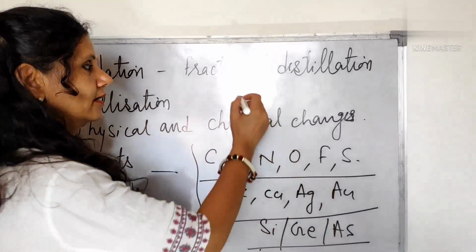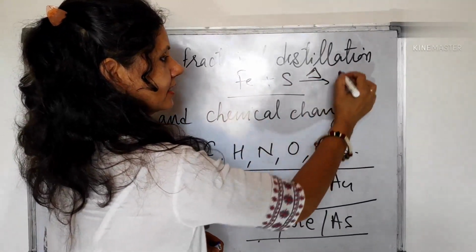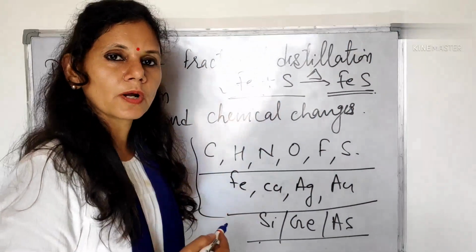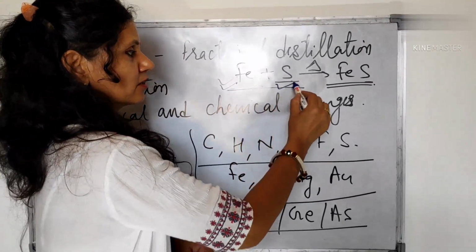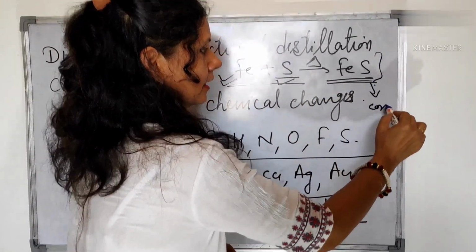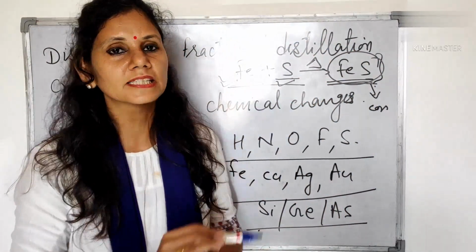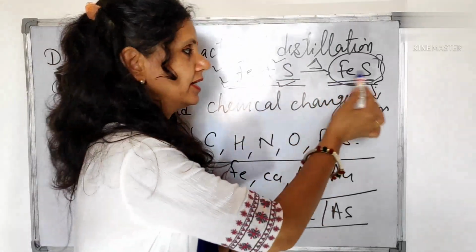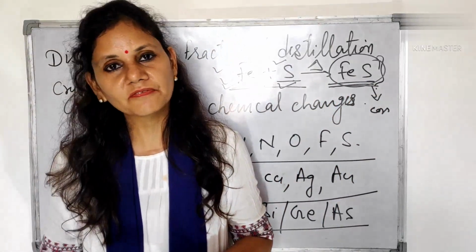For example, we can take Fe plus sulfur. Iron and sulfur, by heating, can form ferrous sulfide. Iron has magnetic property, sulfur is a powdery substance. Iron is a metal, sulfur is a non-metal, but metal and non-metal both form a compound here. FeS has different properties from its elements. Its chemical composition is different.